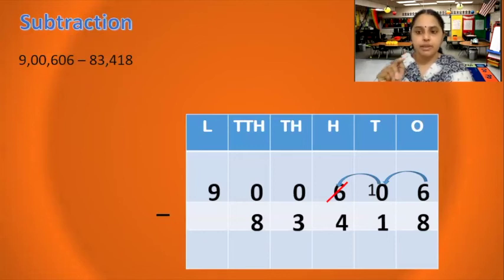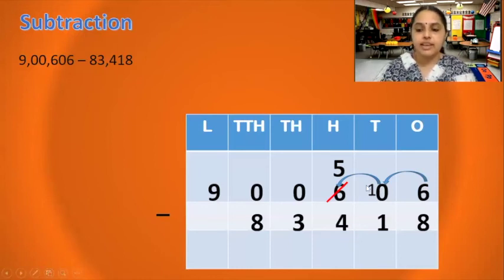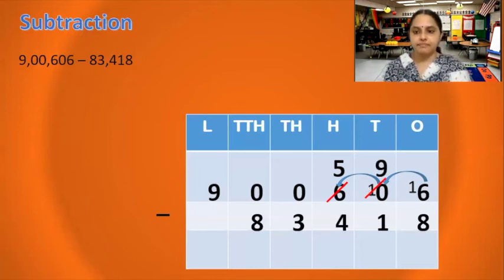So what is the number there now? 1 0 is 10. So now 0 has 10, isn't it? So from 10 can we give 1? Yes. So what happens to this 6? It will become 5. And from this 10, 1 is given here, so it will become 9. Now see the ones place.